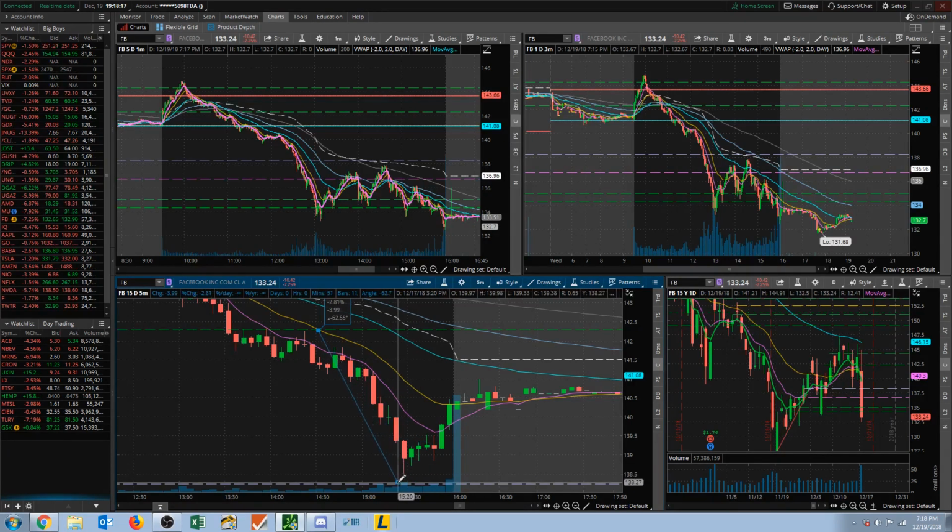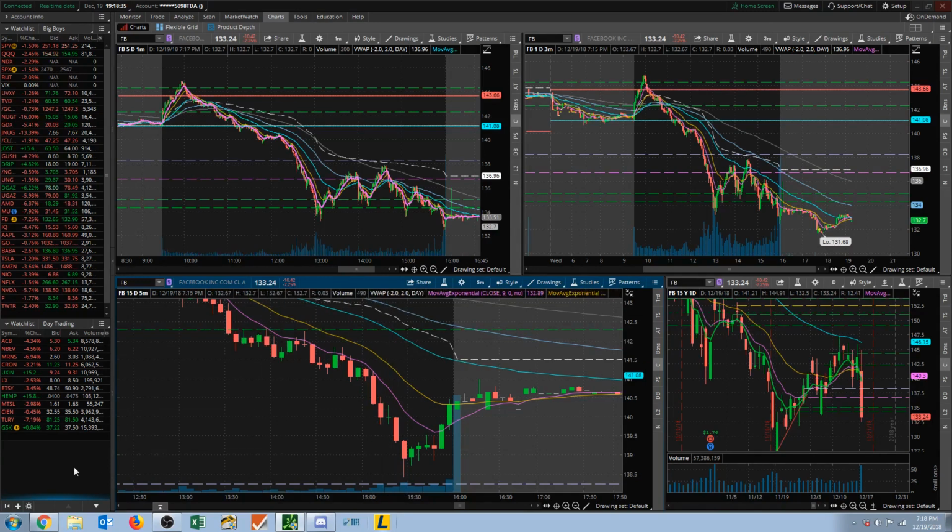See what you're seeing down here? This is what happens with institutions and just big money. They see these levels as well, and so they cover before those levels, knowing that this level is going to be a major area. So they want to lock in their profits ahead of time.